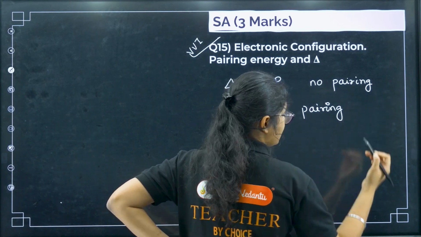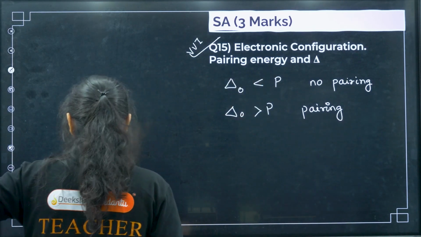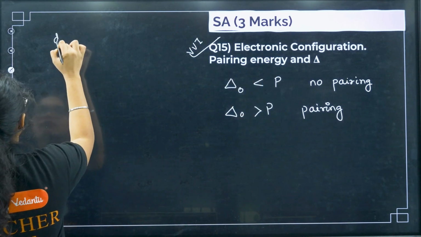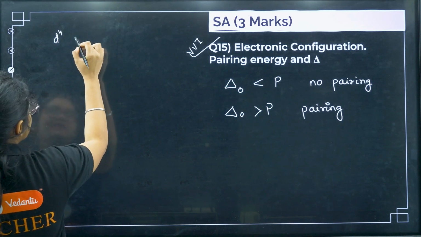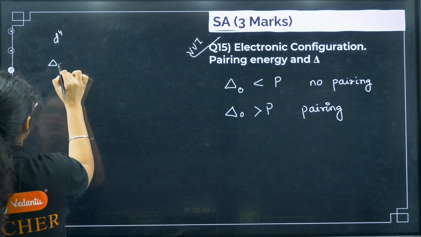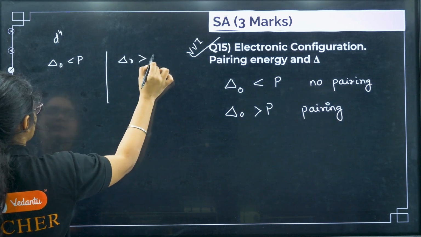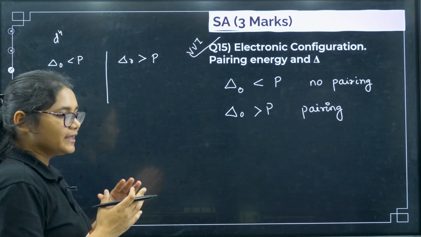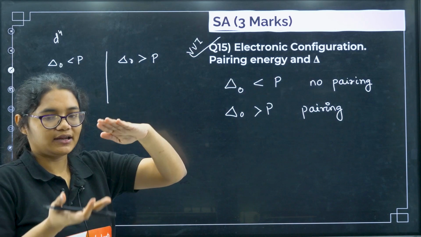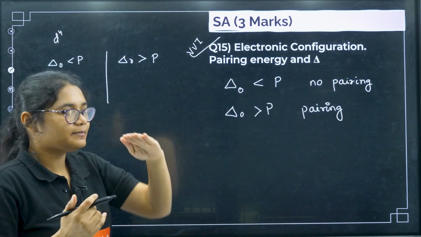Okay, pairing of what? Pairing of electrons. So I'll just give you, for example, I have D4 configuration, and I am giving you two cases where delta O is less than pairing energy and delta O is greater than pairing energy. Now delta O is less means the gap between T2G and EG is very less.